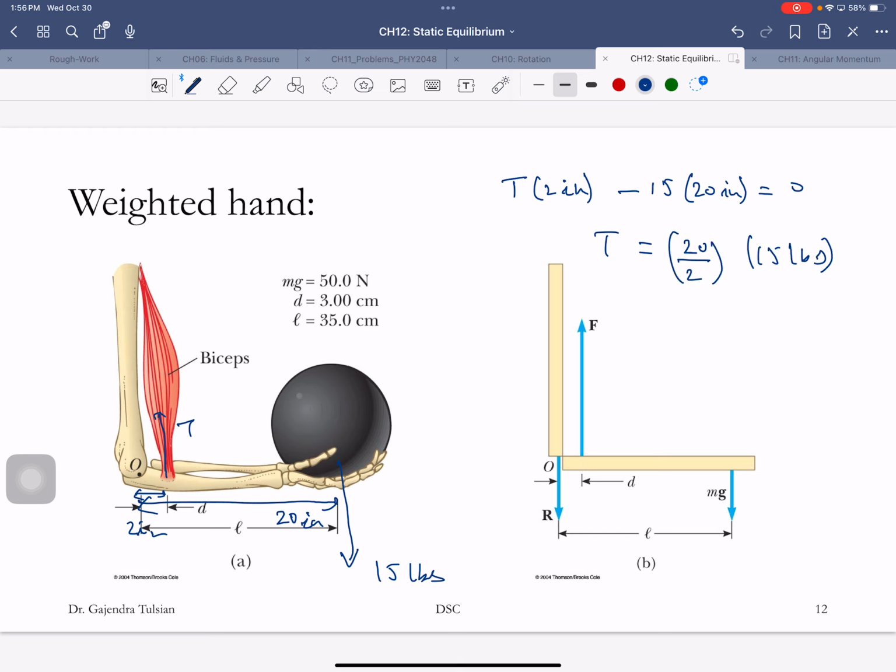Or we can say mg. So the tension in your muscles is 10 times mg. So to lift a mass, your muscles are applying a force 10 times the weight of the object. Sounds like a pretty bad design to me.